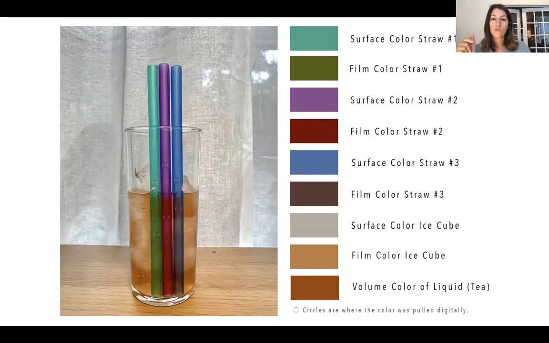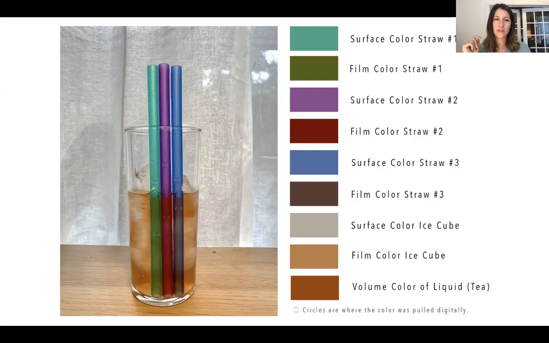When you're thinking about the difference between volume color and film color, the liquid, which is occupying a voluminous space, is a volume color. And in this case, it's tea. But the way we talk about it is there is a film layer from the volume color that is affecting our perception of the surface color of straw number 1 and creating a film color for straw number 1, which is right below it on the top there.